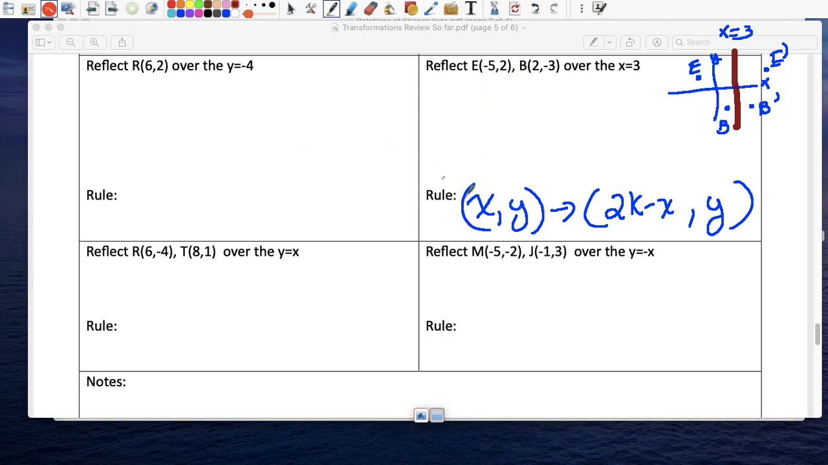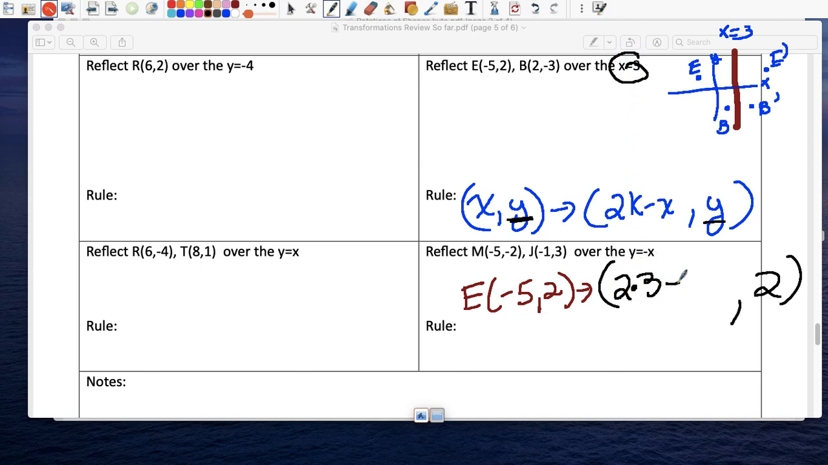Let's try point E. Point E is (-5, 2). The y value stays the same, so we know this is already 2. But we've got to figure out what the x value is going to be. So it's 2 times k, which in this case is 3, so 2 times 3, minus the x value, which is -5. So 2 times 3 is 6, and 6 minus -5 is the same thing as adding 5. So E prime is (11, 2).